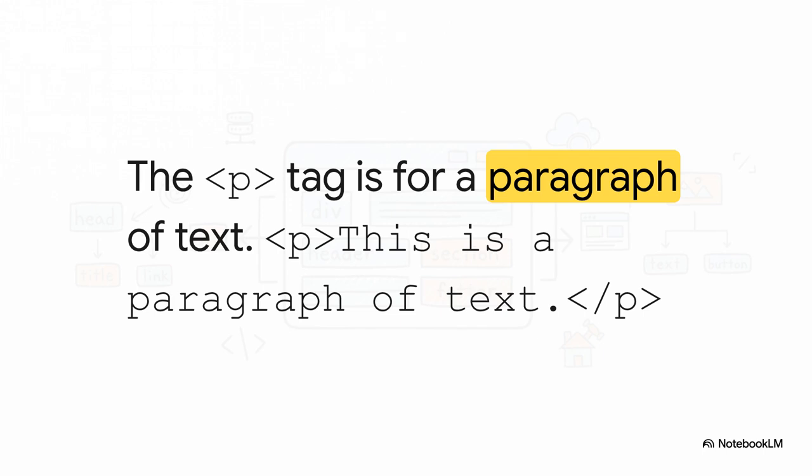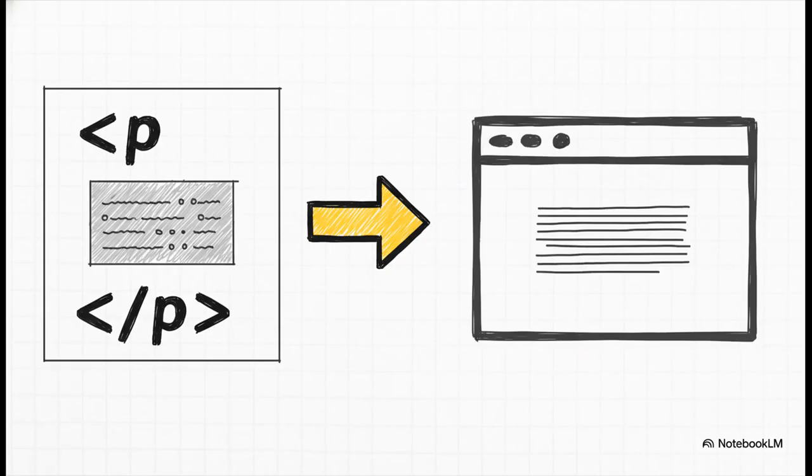This time, we're using the P tag, which, you can probably guess, stands for paragraph. So we've just put a simple sentence inside the opening and closing P tags. And there you go. Here's the result. The browser sees that P and renders it as a normal paragraph of text. This is the core magic of HTML, really. Every single tag is just a command telling the browser how to show a certain piece of content.